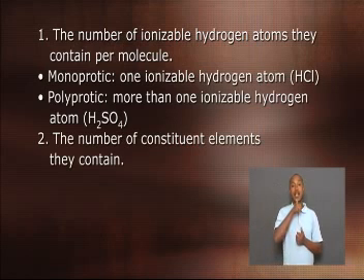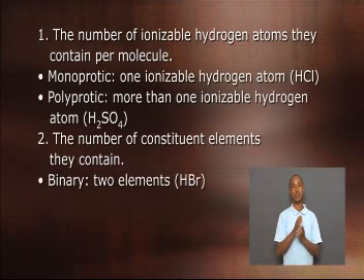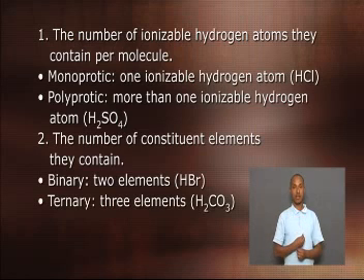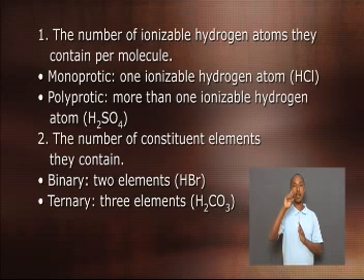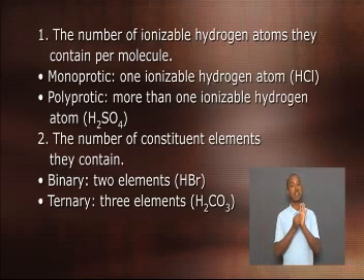Acids can also be classified by the number of constituent elements they contain. Binary acids have 2 elements, while ternary acids have 3. An example of a binary acid is hydrobromic acid. Carbonic acid is an example of a ternary acid. Let us move on and discuss some general properties of acids.